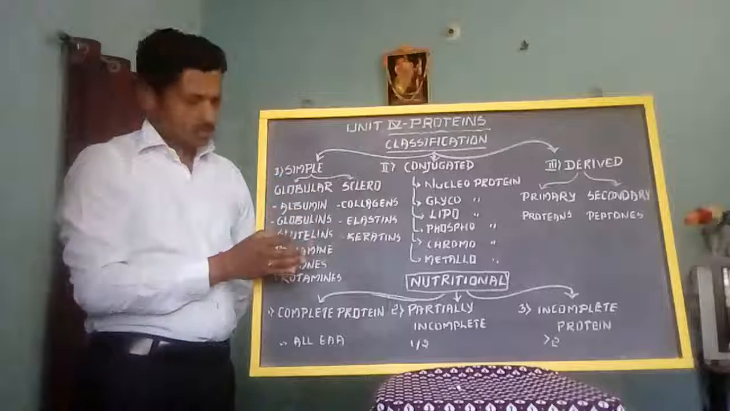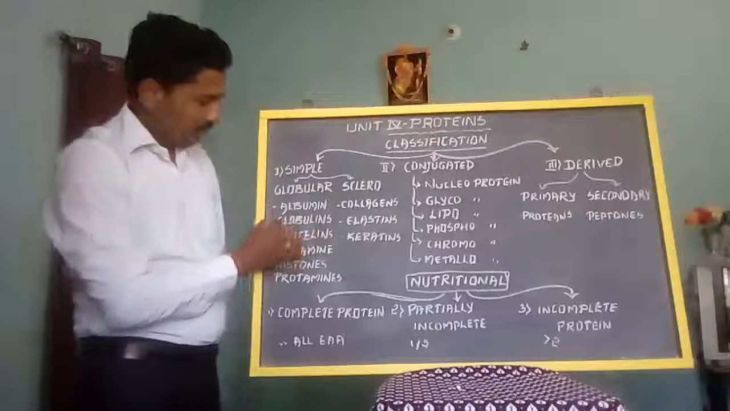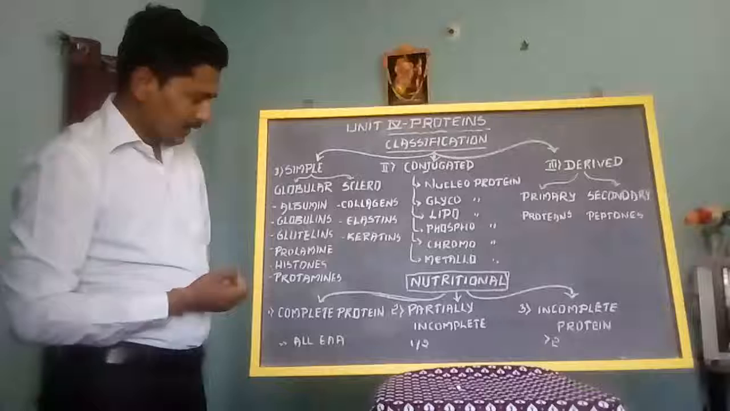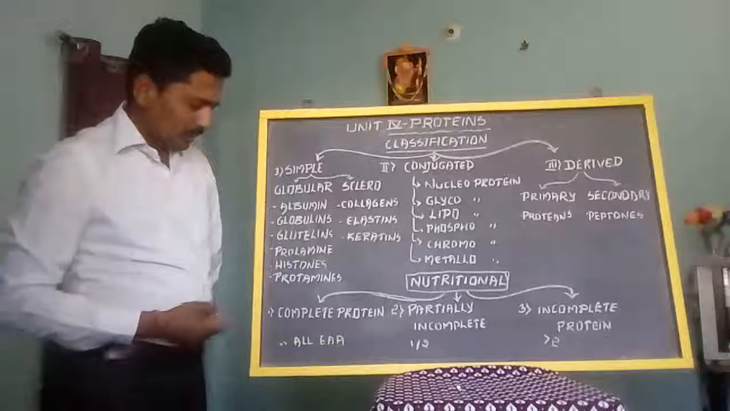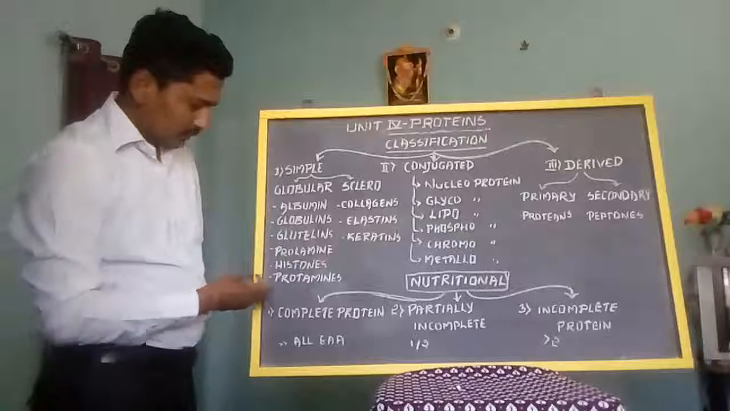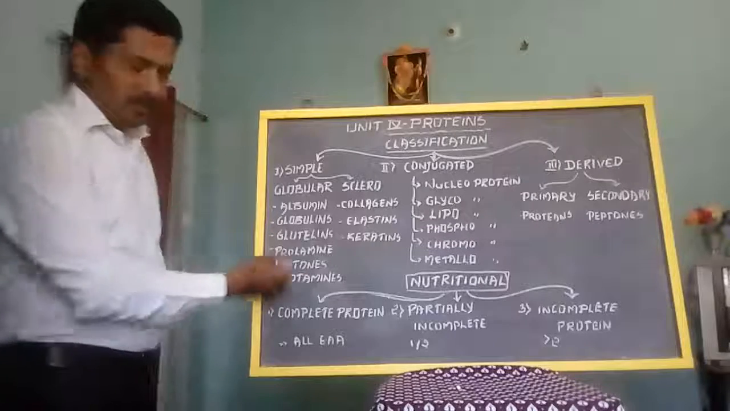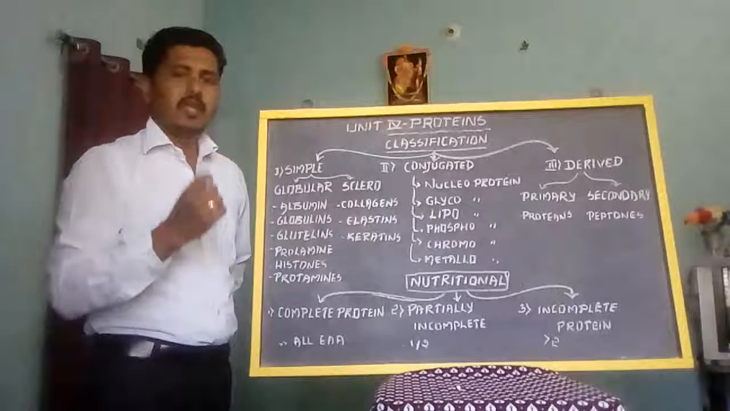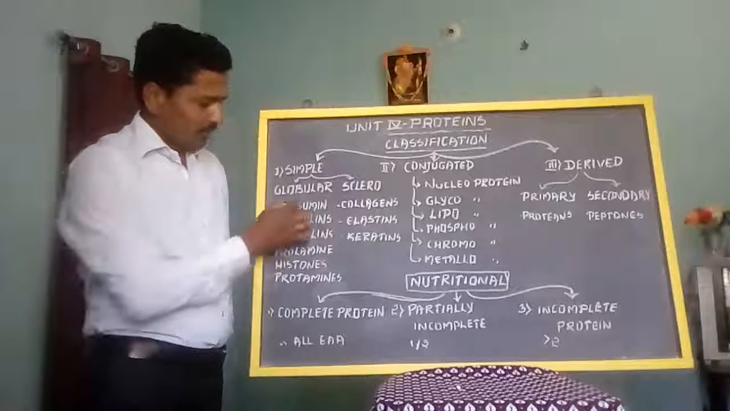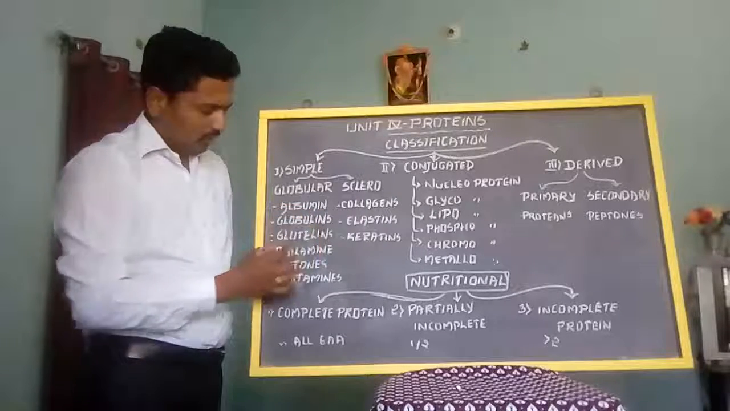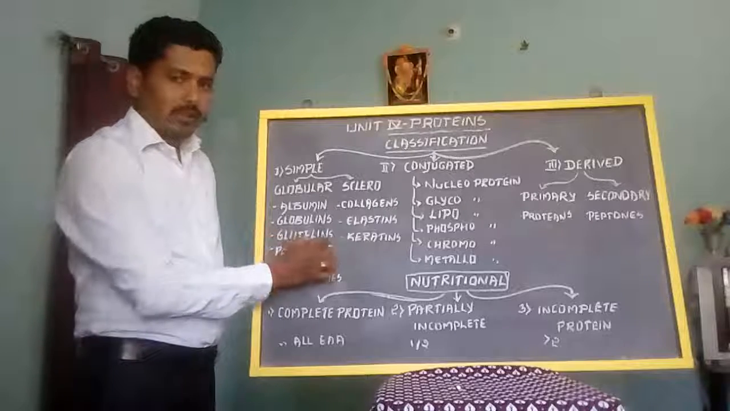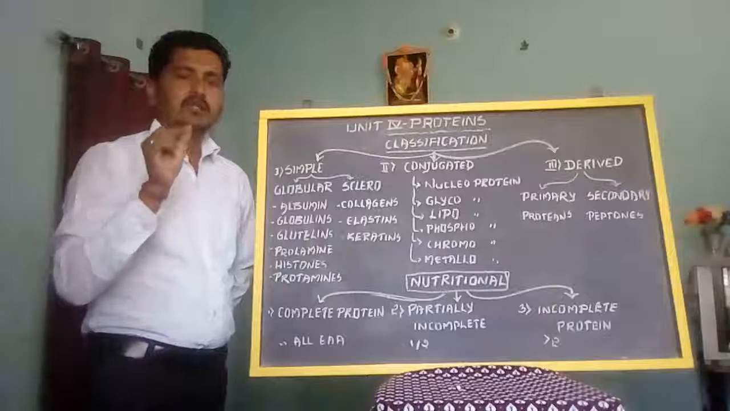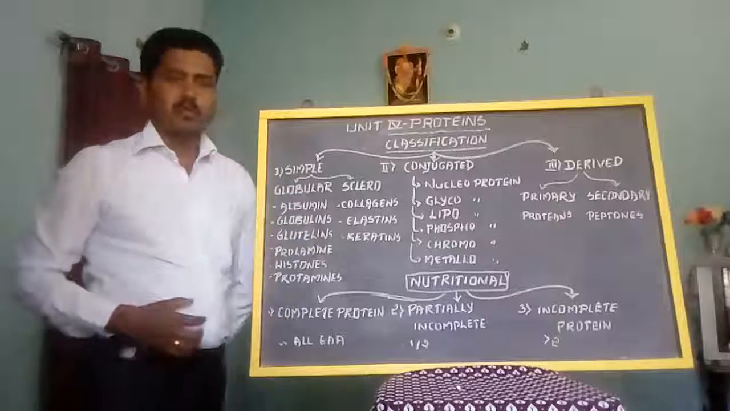Among these globular proteins, we can classify albumin, globulin, glutelin, prolamine, histone, and the last one is protamine. Sometimes as a 2 marks question, list any two globular proteins. During that time you can mention albumin, globulin, glutelin, prolamine, histones. Those have a round-shaped structure. That's why we call them globular proteins.